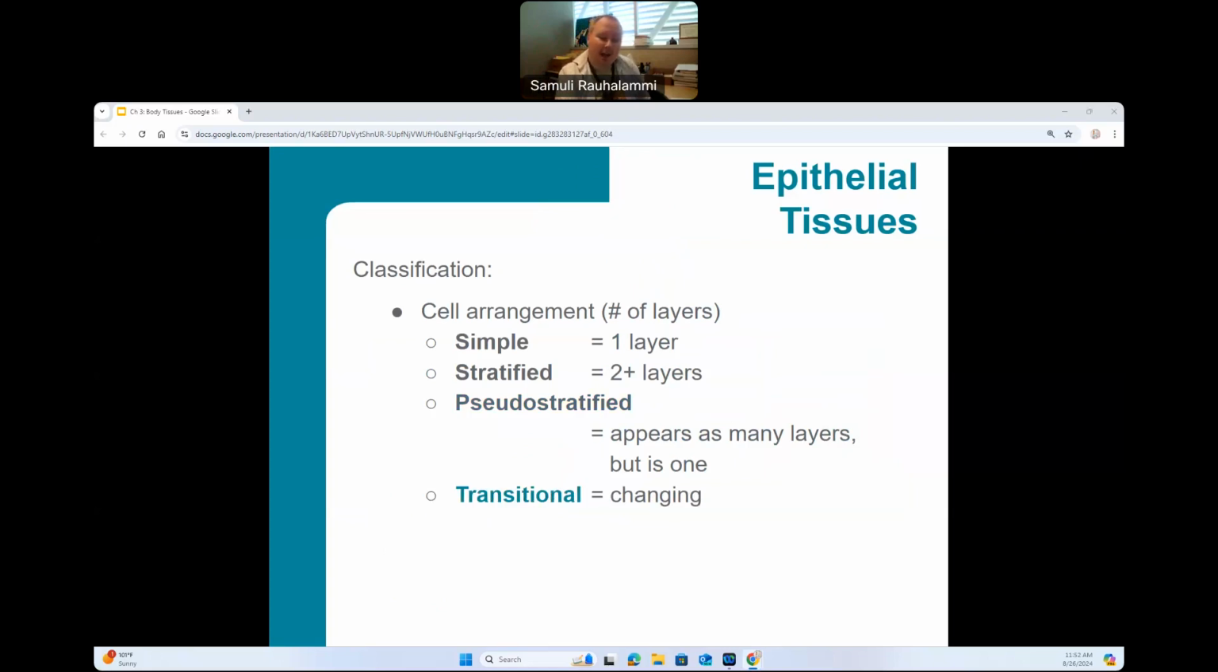And I also wanted to introduce a term of transitional epithelial tissues. In these transitional epithelial tissues, the shape of the cells depends on the amount of stretching that's happening on that tissue. So we find these where there's a lot of stretch and recoil on epithelial tissues. I think a good example would be the urinary system.